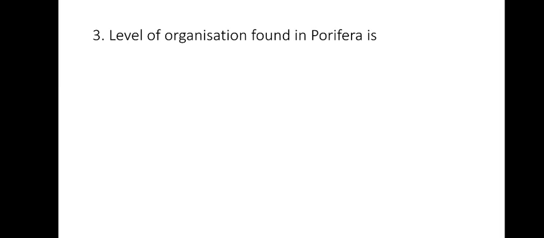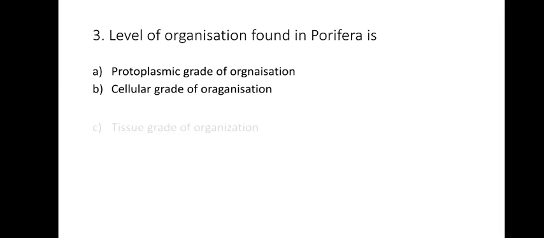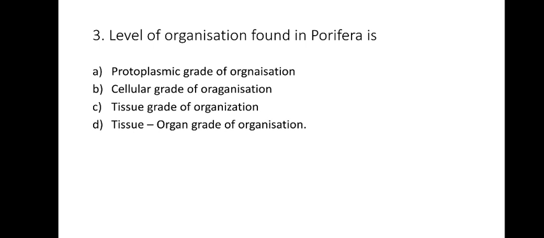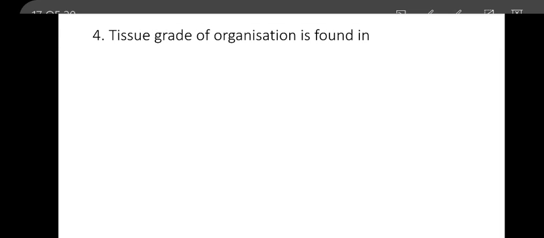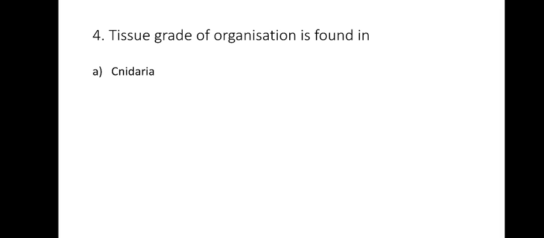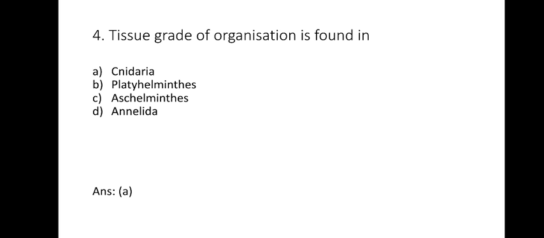The third question: the level of organization found in Porifera is protoplasmic grade, cellular grade, tissue grade, or tissue organ grade. It must be very easy for you. I am sure all of you have the answer, that is cellular grade of organization. The fourth question is, tissue grade of organization is found in Cnidaria, Platyhelminthes, Aschelminthes, or Annelida? And the correct answer is A. Cnidaria, also known as Coelenterata, have tissue grade of organization.